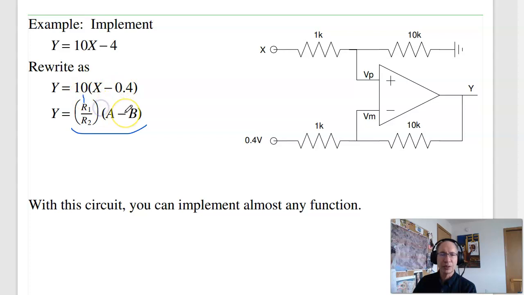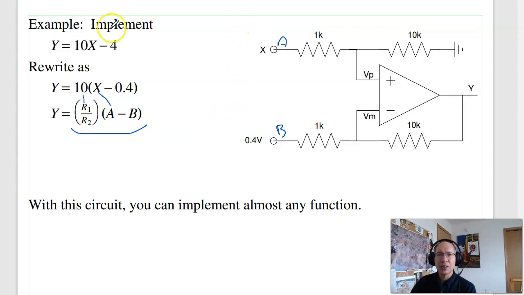Matching terms, R1 over R2 is 10. Pick this to be 10 to 1. X is equal to A. Here's A. Here's B. And 0.4 is equal to B. So you can pretty much do any straight line with this circuit. This is a circuit we're going to use over and over again this semester.